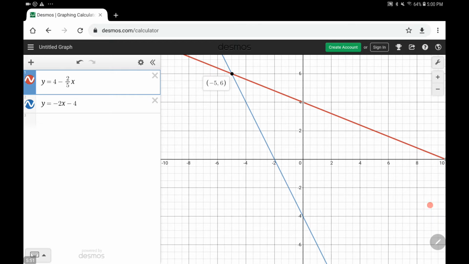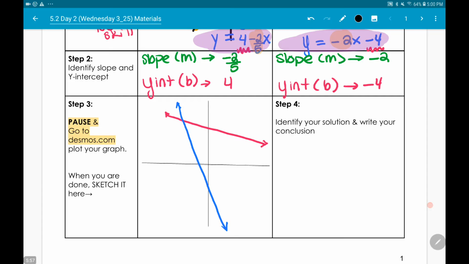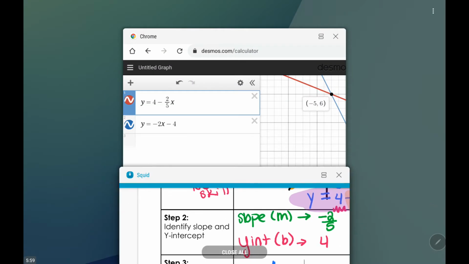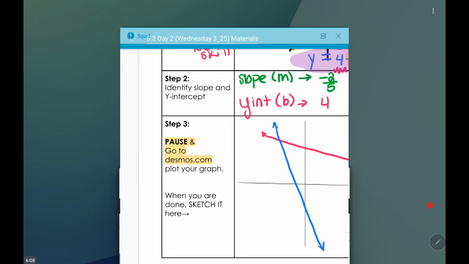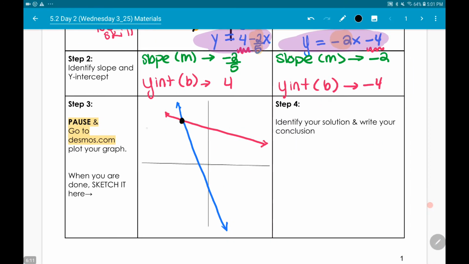So on my next page, on my homework page, I'm going to sketch that. Okay, so I sketched what I had on Desmos, as you can see here. And I'm gonna label three things: my y-intercepts and my solution point. So I see that my solution is here, and that was -5, 6. I'm also gonna label my y-intercept, which was 0, 4. And my y-intercept for this line was 0, -4.